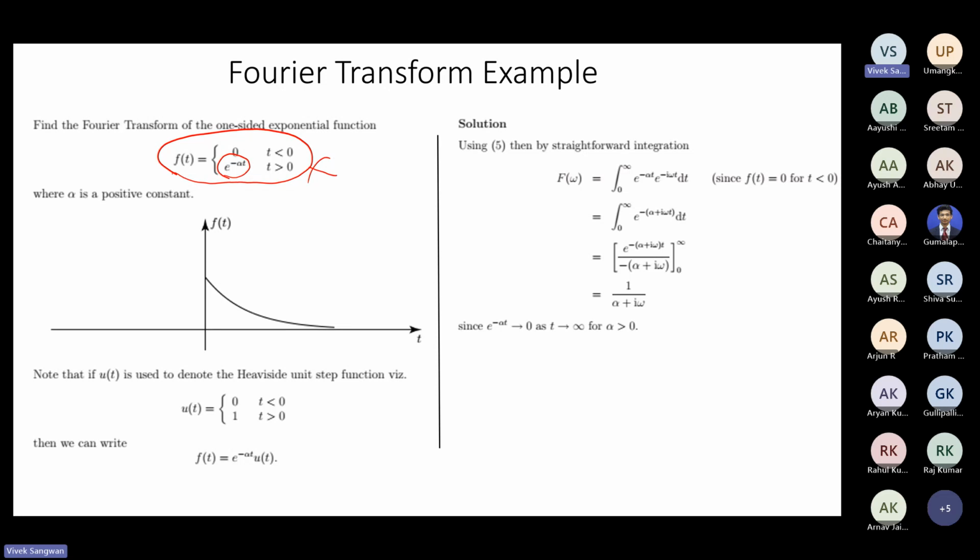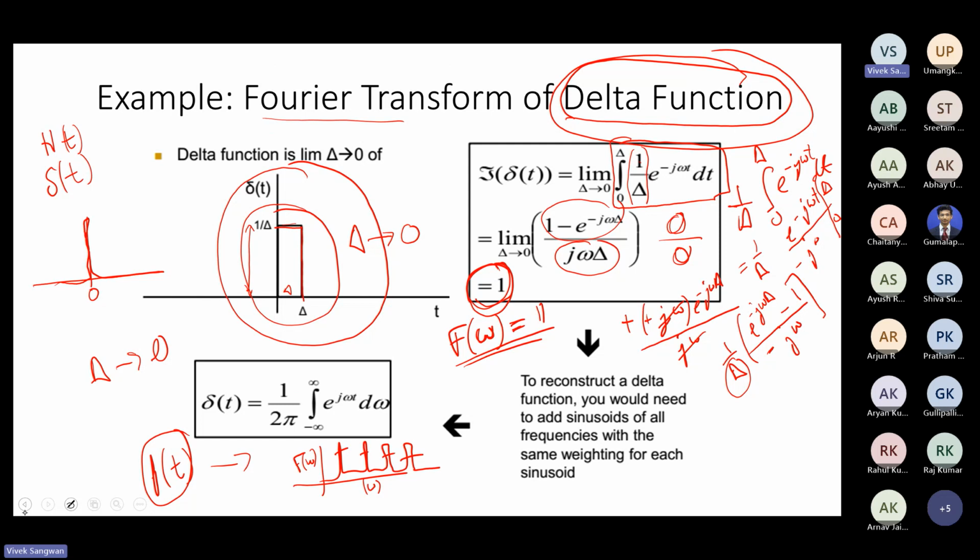You can write these kinds of functions using step functions or Heaviside functions. In the place from where I have taken this example, they used u(t) to denote the Heaviside function. To write this kind of function in a compact form, you can write f(t) as e raised to power minus alpha t times this step function. If you have to compute its Fourier transform, nothing special. You just compute that integral that we had before.